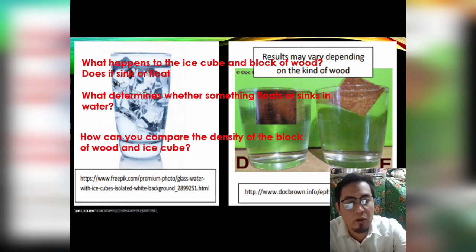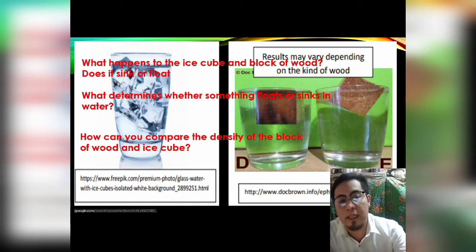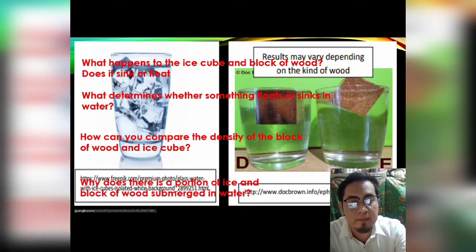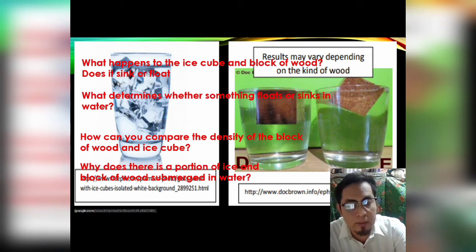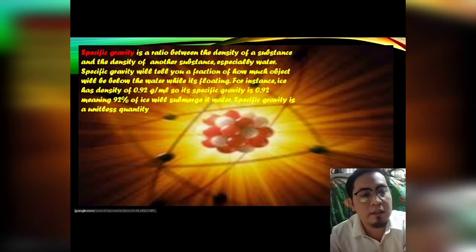Another question is, how can you compare the density of the block of wood and the ice cube? So, if we're going to compare, both of them float. Now, the reason behind that, just like what I've told you in answering question number 2, is the difference between the density of the materials. Why is there a portion of ice and block of wood submerged in water? Why is it that it does not float entirely? There are parts of it that are still submerged. It is because of specific gravity.